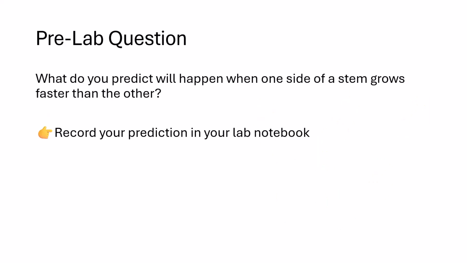tilted. Before you look at the experimental setup or results, think about this question. If one side of a stem is growing faster than the other, what do you expect the stem to do? Visualize what happens when one side gets longer and the other doesn't. Write your prediction in your lab notebook. You'll use this idea again when you interpret the results.